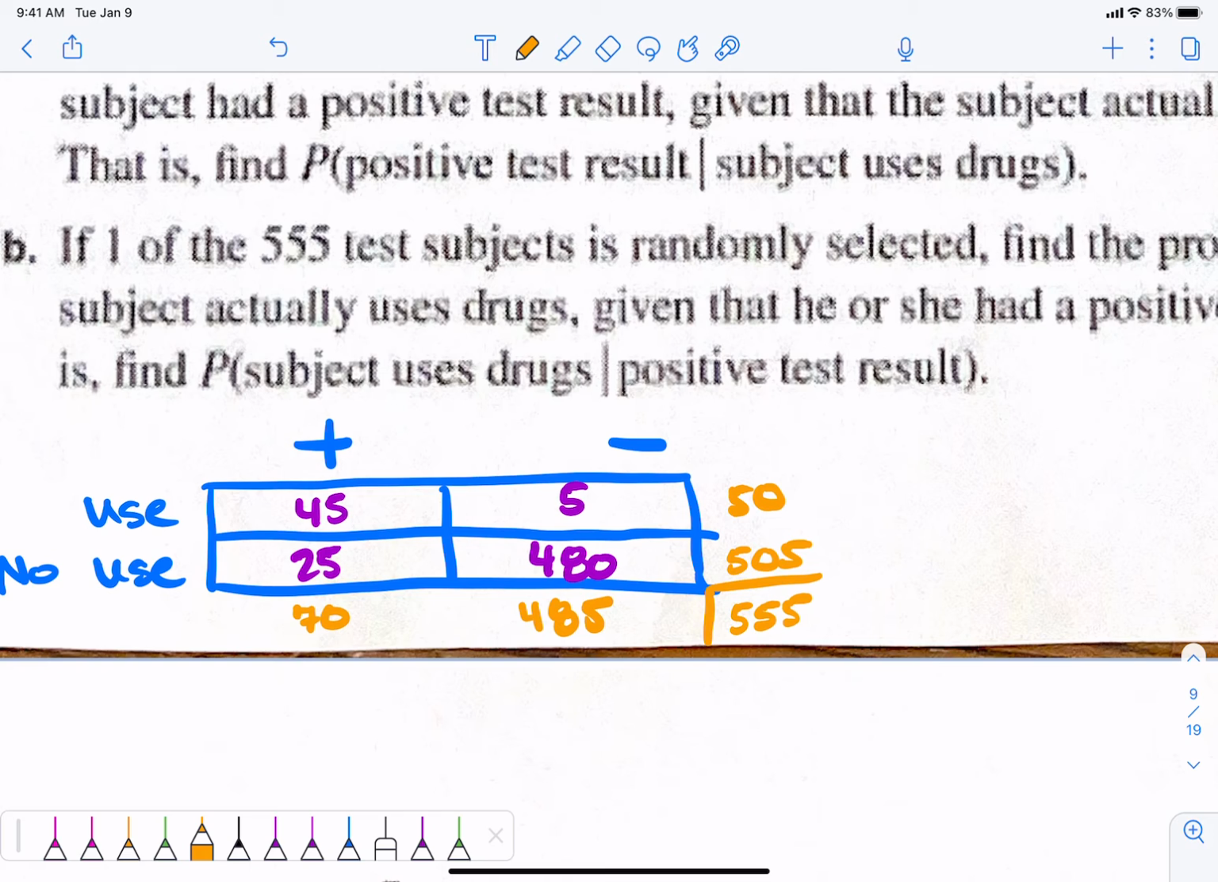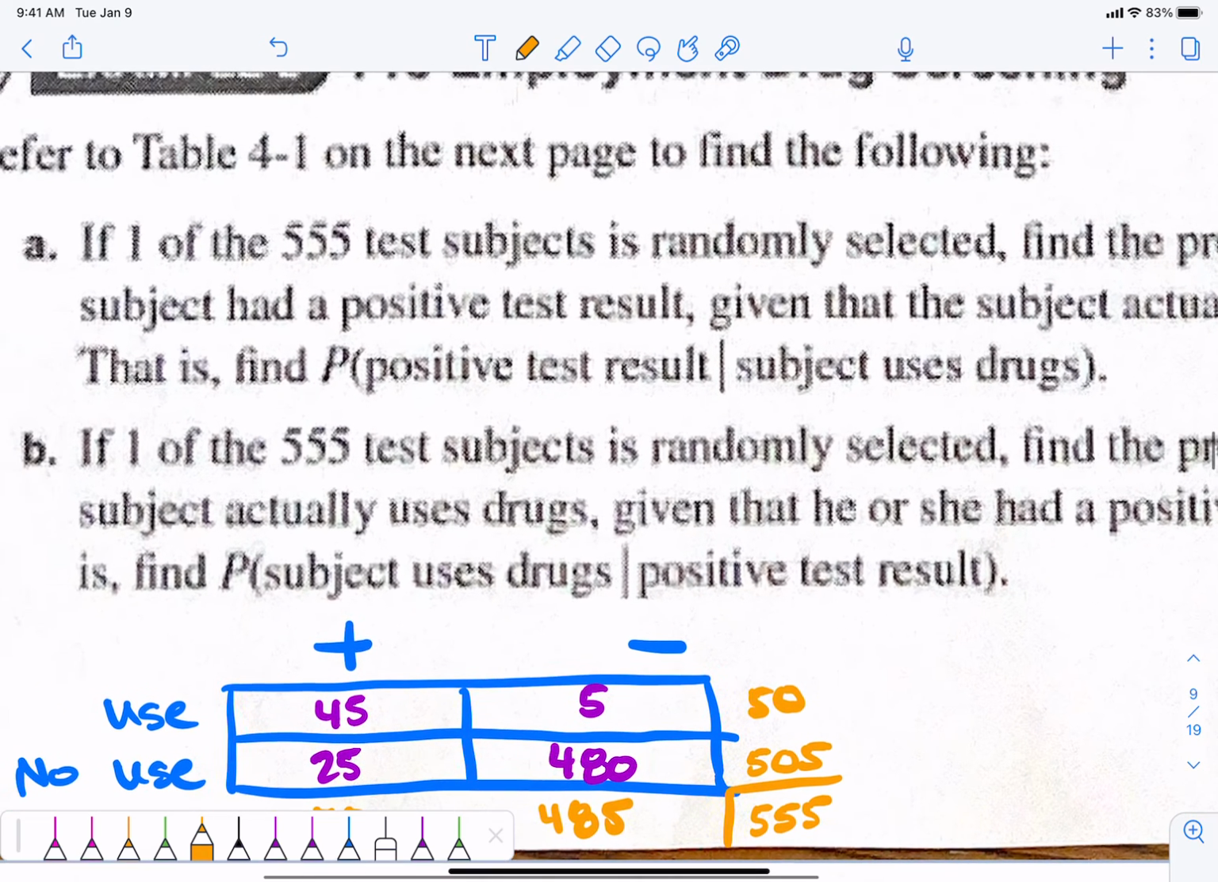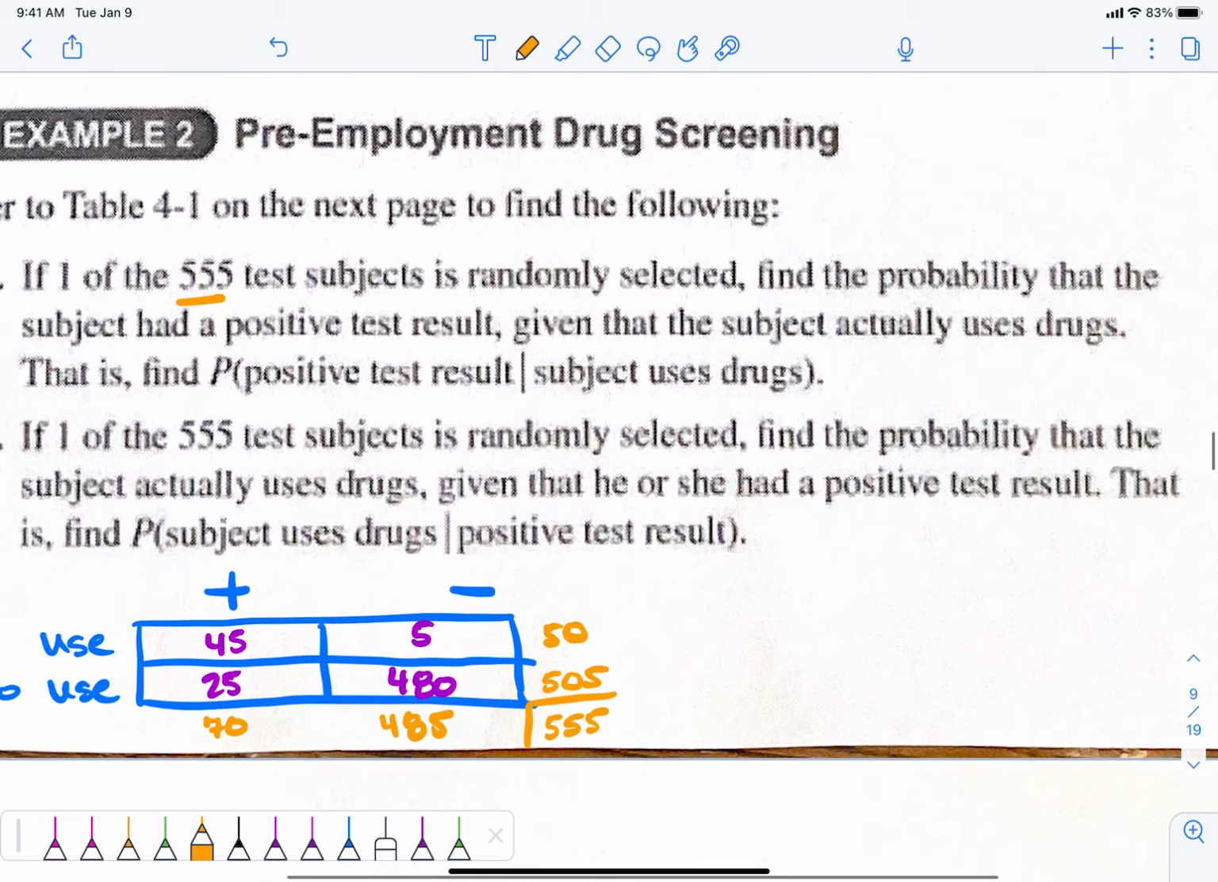Ready? Okay, this is conditional probability. This is like the given stuff. So check this out. If one of the 555 test subjects, we just calculated that 555 was our total number, is randomly selected, find the probability that the subject had a positive test given the subject actually uses drugs.